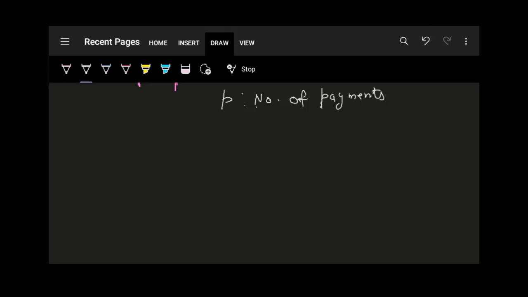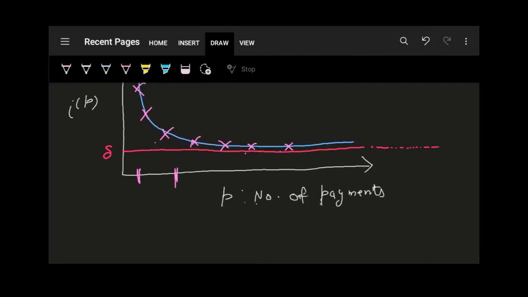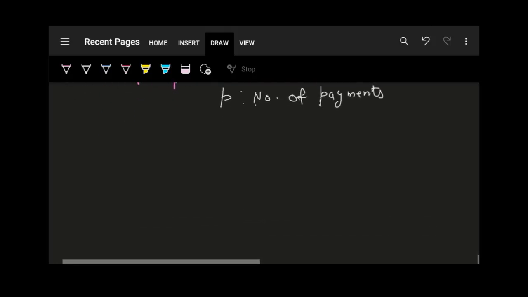So from this graph we see one thing, that no matter how larger we take P, this blue line will never cross the red line, or we can say this blue line will never fall below the red line or delta. So our IP, our nominal interest rate, will never be less than delta. This delta is called the force of interest. The limit of IP is our force of interest delta.